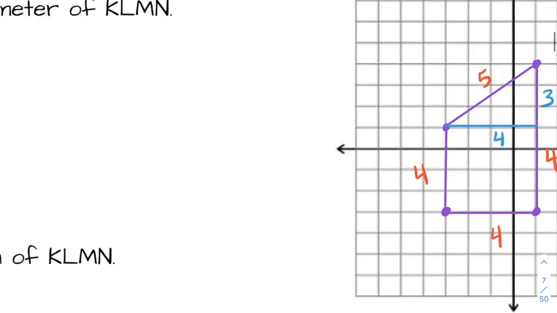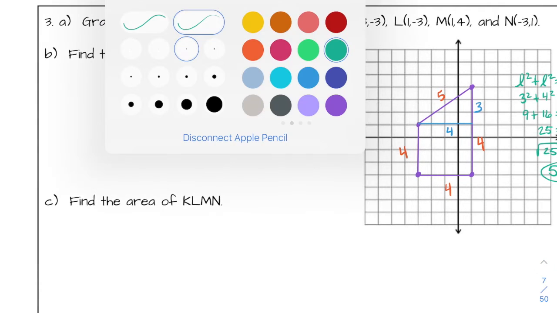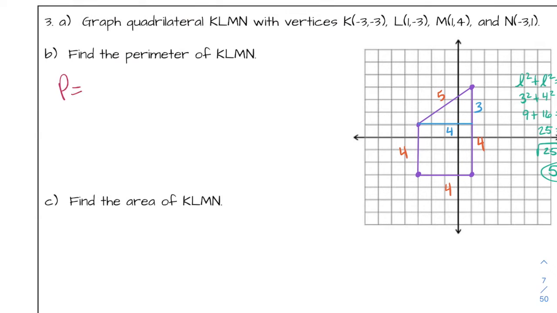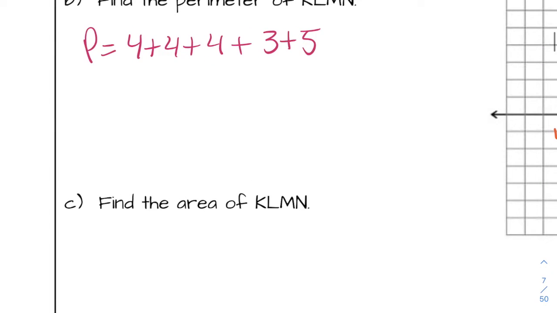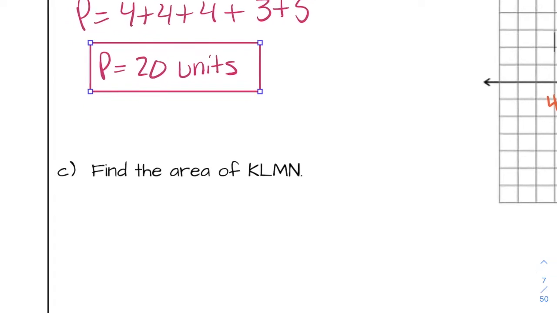So perimeter is going to be 4 plus 4 plus 4 plus 3 plus 5. My suggestion, start somewhere, 4, 4, 4, 3, 5, and go all the way around. 4, 8, 12, 13, 14, 15, so perimeter is 20 units. And now we want to find the area.